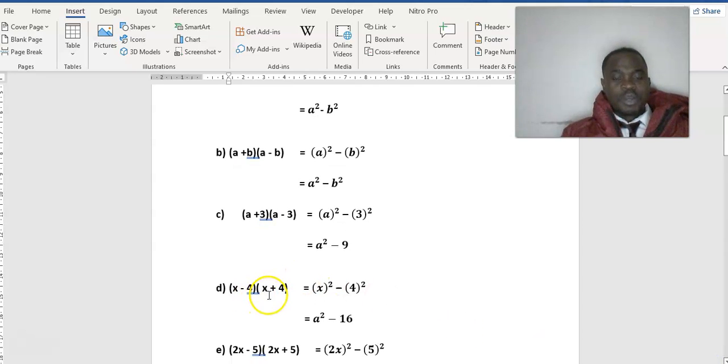x minus 4, x plus 4. How are you going to write it? x in brackets squared minus 4 in brackets squared. It doesn't matter whether the plus starts or it ends. So here is plus minus, this minus plus. Use the same method. So x squared is what? x squared. This must be x.